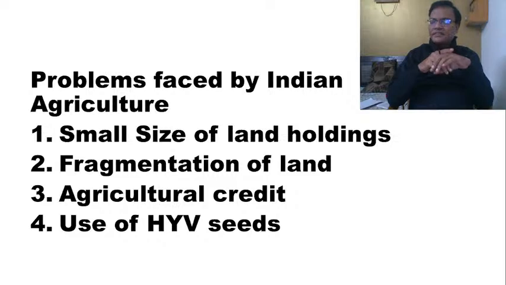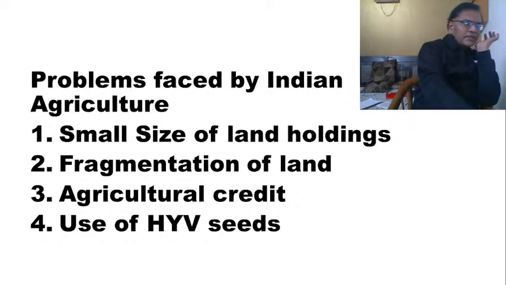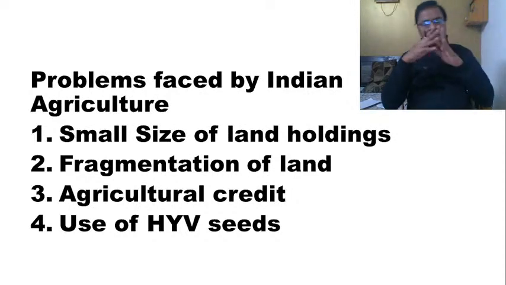Another problem, as we have said, is agricultural credit. Since agricultural credit is a major issue, as I said, most of the farmers are in a debt trap. They are in a debt trap because they are taking loans at very high rates of interest. In villages, in rural areas, we have these money lenders and others, and middlemen, who ruthlessly exploit these farmers.